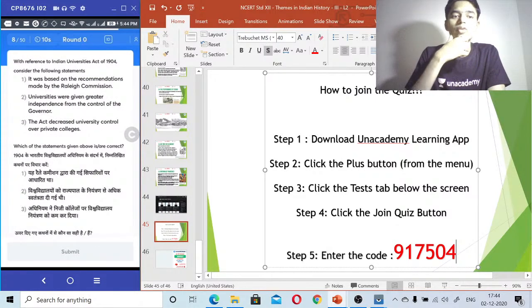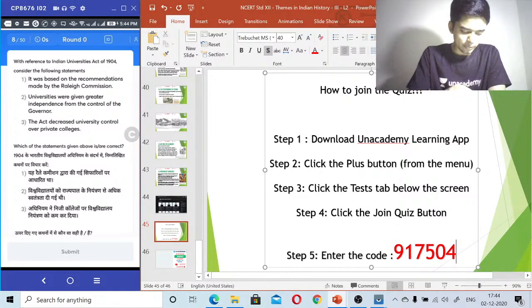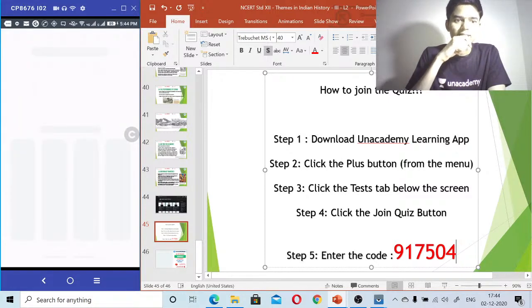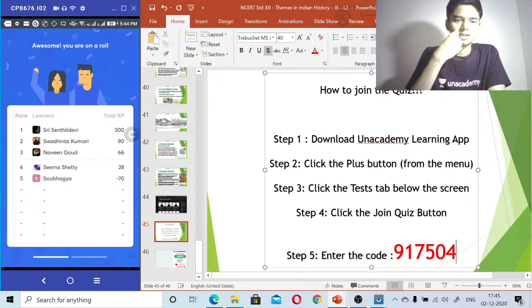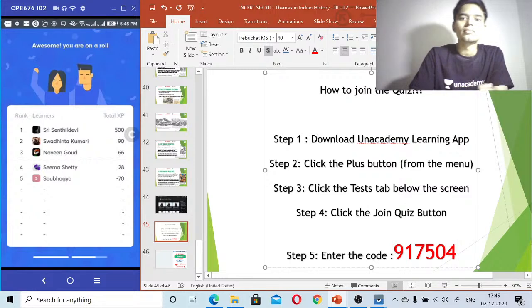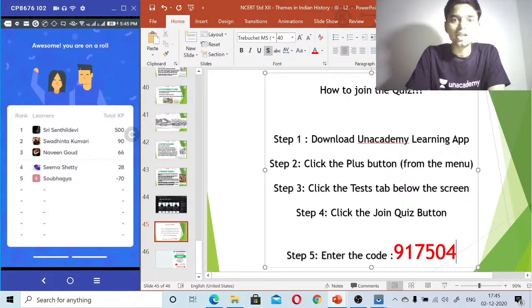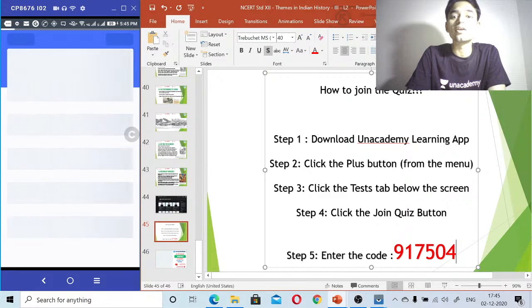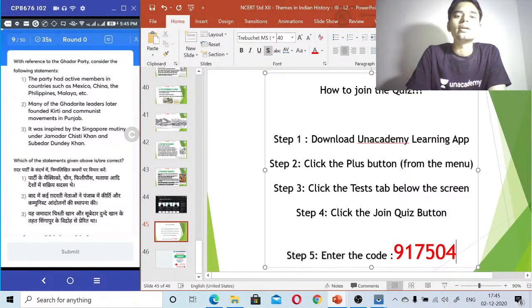Universities Act of 1904, which was passed by the Governor General Lord Curzon. So let's see how many of you get this right. Oh, nobody got that. Option C is the correct answer. Only one is correct. The autonomy of universities was reduced and it was more and more brought under governmental control in the Universities Act, which was actually in accordance with the Raleigh Commission. That is true.